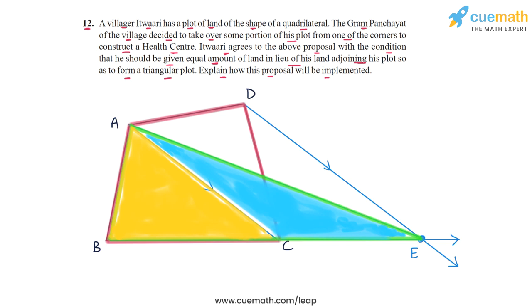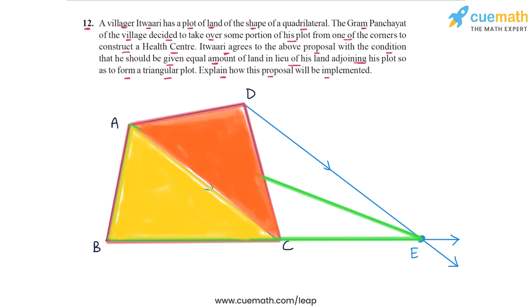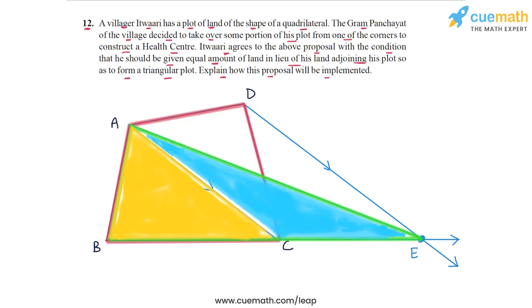And the key idea is that the areas of ACD and ACE are equal because these two triangles are on the same base AC and between the same parallels AC and DE. So the solution to Itwari's request is to take his original plot, which looks like this ABCD, which is the sum of these two areas, and convert this plot to this triangular plot, which looks like this. The two plots will have exactly the same area. And the new plot will be a triangular plot as requested by Itwari.